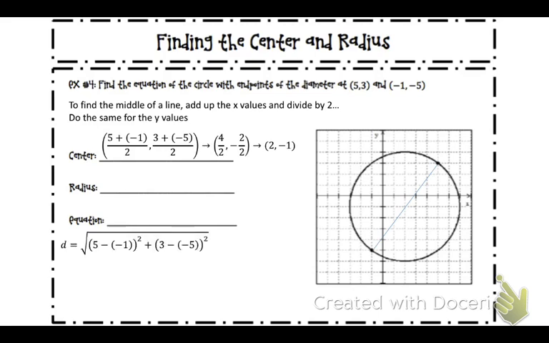Okay. For the radius, I'm going to use those 2 points that were given, use the distance formula, plug that all in, simplify it down, you get 10. But that's the diameter. Radius is half of the diameter, so that's going to be 5. Okay, we have our radius now, we have our center, so that equation is x minus 2 squared plus y plus 1 squared equals 25.